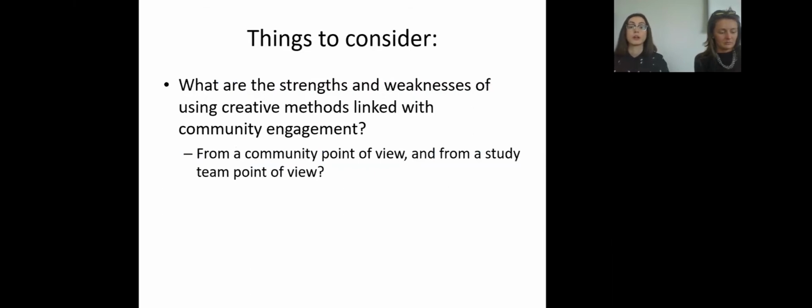However, there are also, again, things to consider when looking at these things. So a question we have to ask ourselves is, what are the strengths and weaknesses of using creative methods linked with a community engagement approach? This includes from a community point of view and also from an academic point of view.